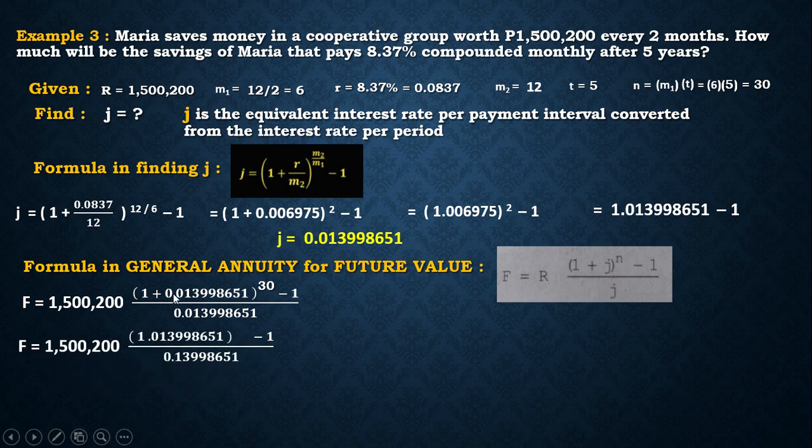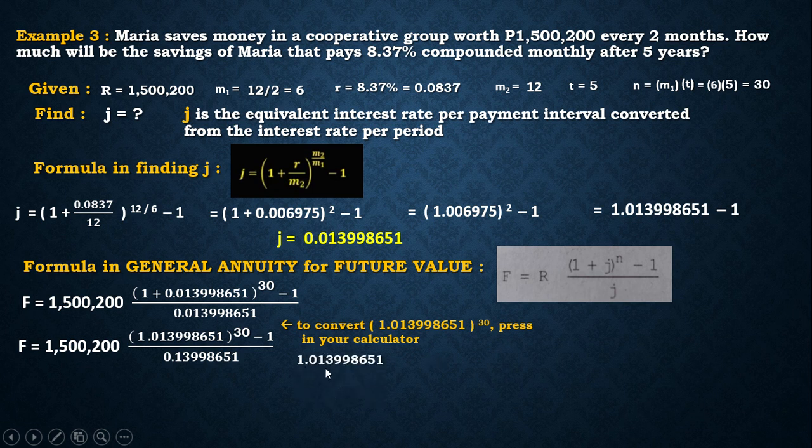So, we add, naging 1.0139988651. Still, we have the exponent of 30. Minus 1. So wala tayong ginalaw doon at doon. Ang next step po natin is i-convert natin tong part na to. Okay? To convert 1.013998651 raised to 30, the exponent of 30, press the following in your calculator.